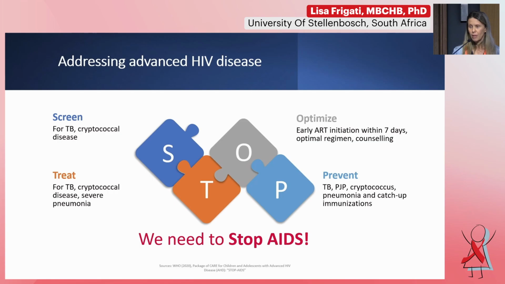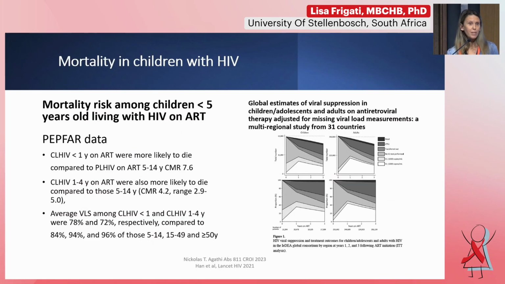So this policy brief used the acronym STOP AIDS. We want to screen, treat, optimize, and prevent. And those are evidence-based interventions that were included in the policy brief. But why are we still talking about advanced HIV disease in this day and age in 2023?